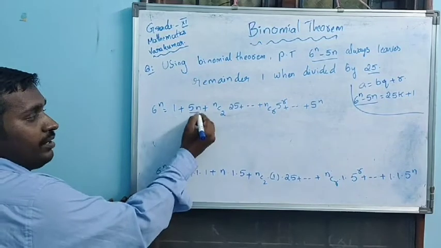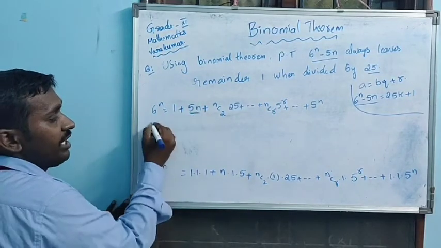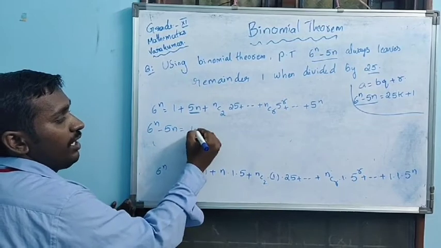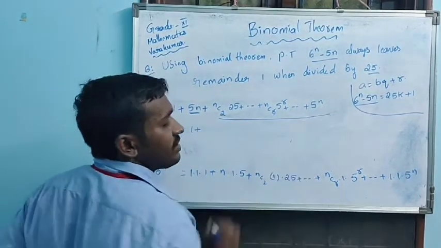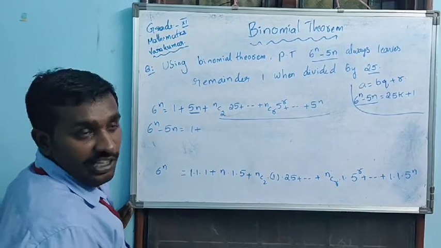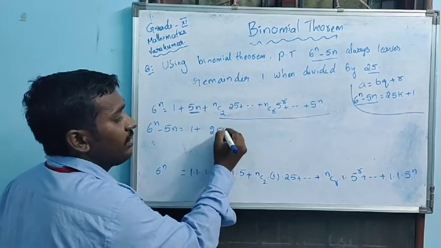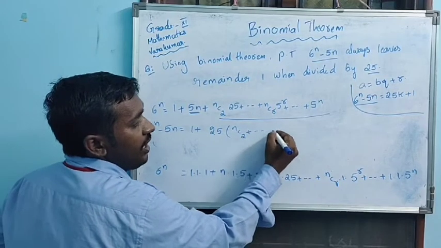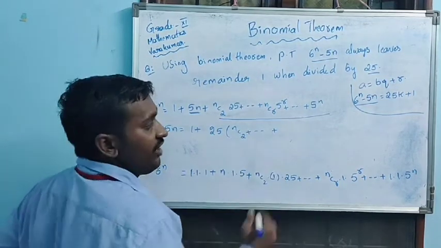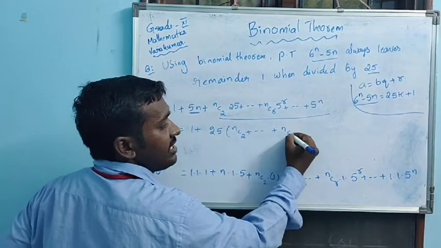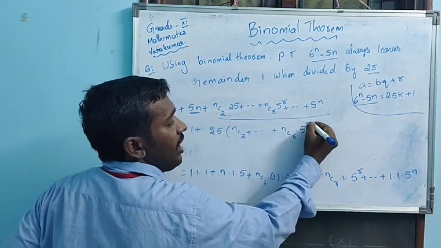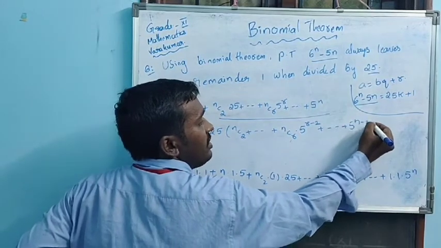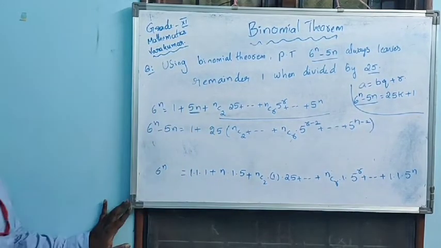Now what am I trying to do? I'll carry the 5n here. 6 power n minus 5n is 1 plus, from all these terms, I'm going to take 25. If I take 25, what do I get? NC 2 and so on. In this also, if you take 25, it means 5 square, so NCR into 5 power r minus 2, and so on, 5 power n minus 2.